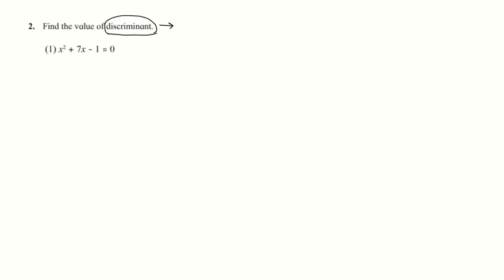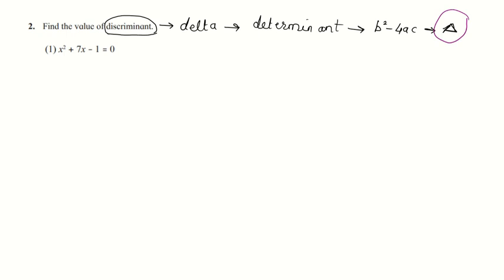Discriminant is nothing but delta or determinant, which is b square minus 4ac, also denoted by the letter delta. It is very important to keep these things in mind. The question can be find the value of discriminant, find the value of delta, find the value of determinant, or find the value of b square minus 4ac.